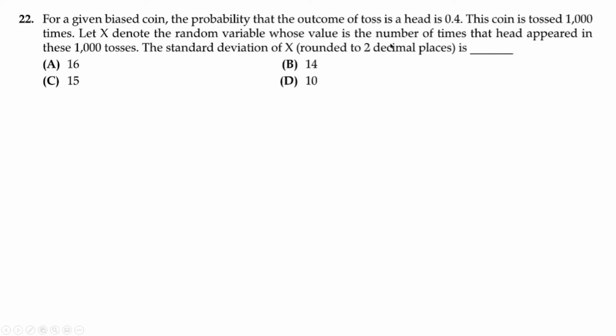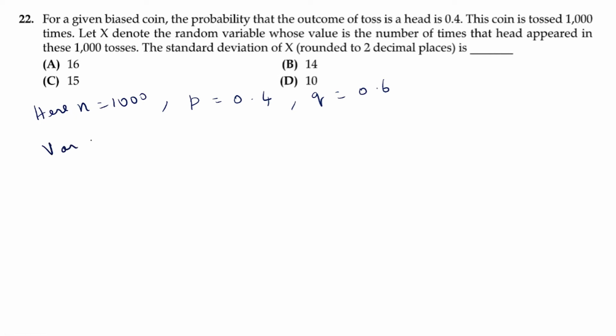So here the probability of success is 0.4. The coin is tossed 1000 times. So here it is a binomial distribution with n is equal to 1000. Probability of getting a head is 0.4, p is 0.4, and q is 1 minus p, so it is 0.6. Here X denotes a random variable whose value is the number of times head appeared. Now we need to find the standard deviation of X.